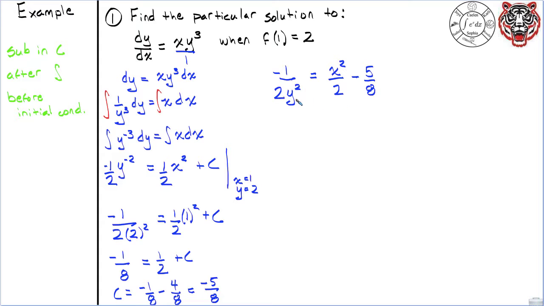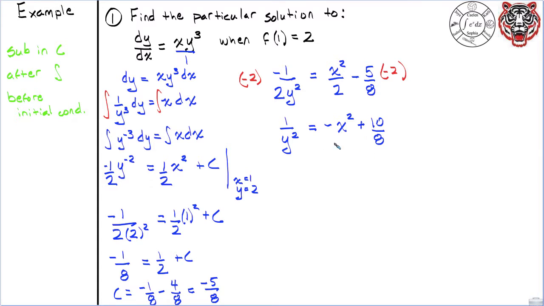All right, now I need to solve for y, and that can be the tricky part. So first I'm going to get rid of this negative and the 2. I'm going to multiply by negative 2 on both sides. So when I do that, I get a 1 over y squared is equal to negative x squared plus 10/8.